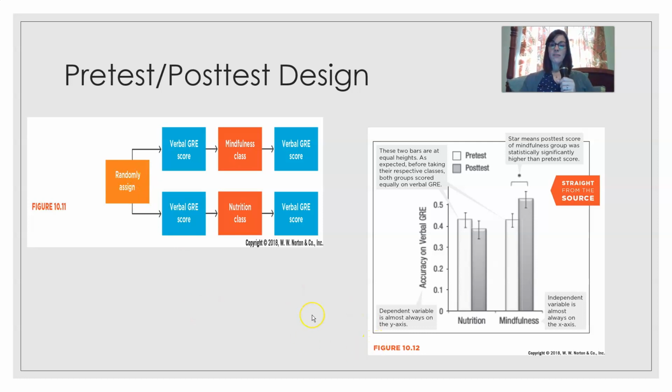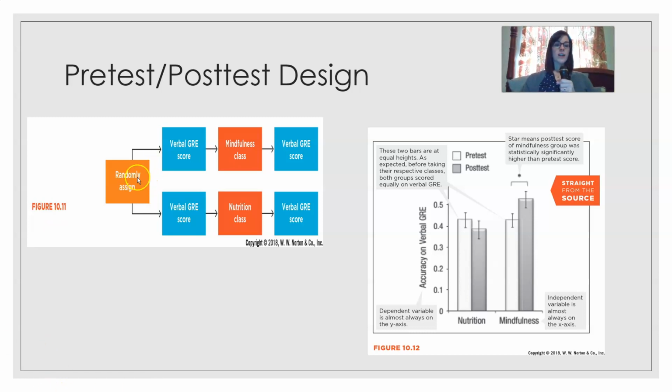Now, this is based off of research by Mrazek and colleagues. This is a study that is looking at how mindfulness training can potentially affect verbal GRE performance. For those of you who don't know, the GRE is the graduate record exam. It's kind of like an amped up version of the SAT if you want to go to graduate school. The verbal reasoning section is actually pretty intense. So these researchers wanted to see if mindfulness training would help.